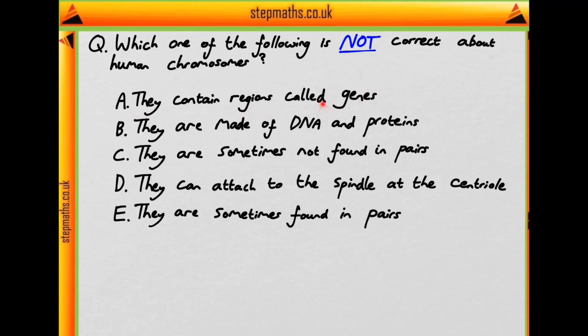They contain regions called genes. Well, we know human chromosomes are partly composed of DNA, and it's the DNA which makes up these genes, as well as other non-coding areas. So we know this is true, so it's not this one.